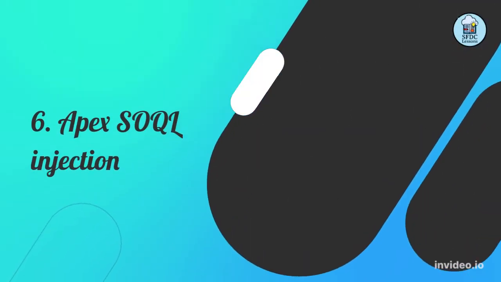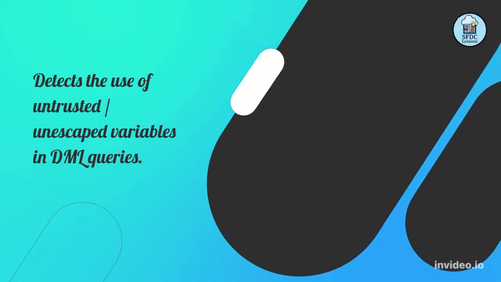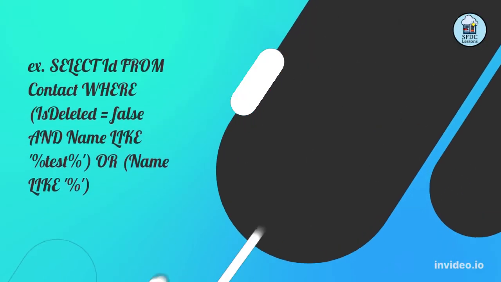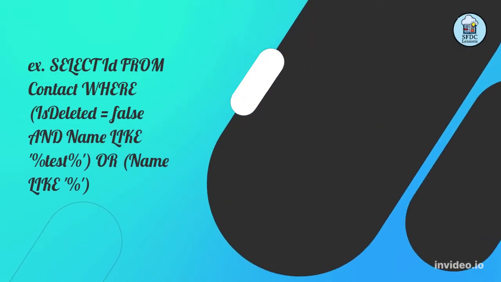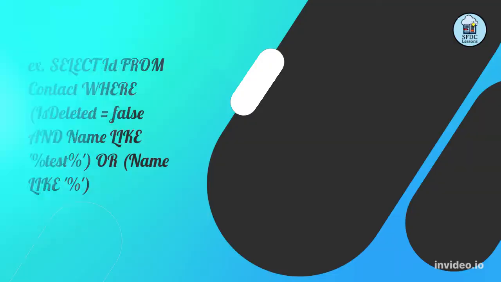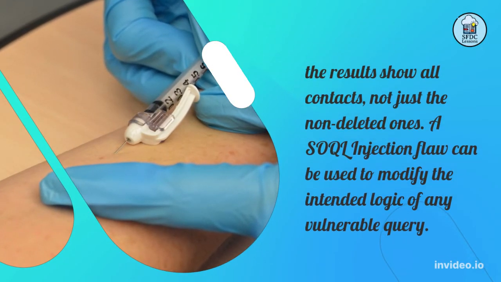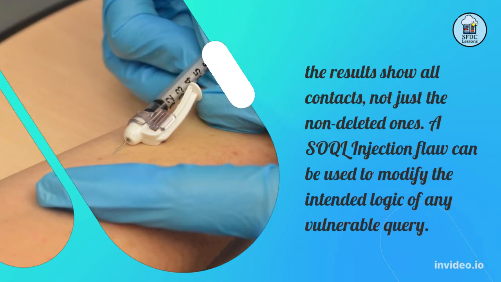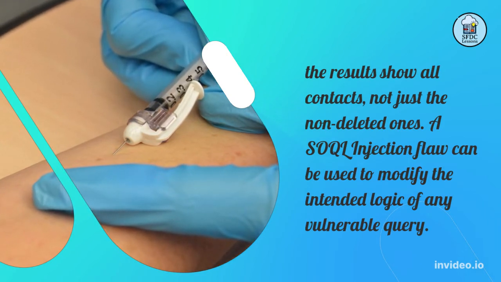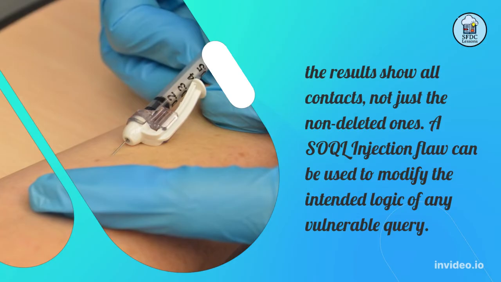Number 6. Apex SOQL injection. Detects the use of untrusted, unescaped variables in dynamic queries. Example: select Id from Contact where IsDeleted = false and Name like '%test%' or Name like '%'. The results show all contacts, not just the non-deleted ones. A SOQL injection flaw can be used to modify the intended logic of any vulnerable query.